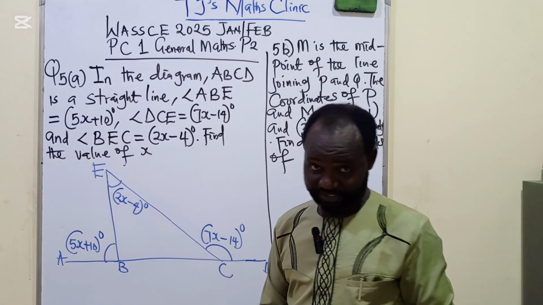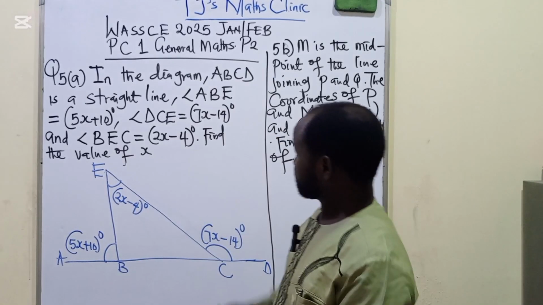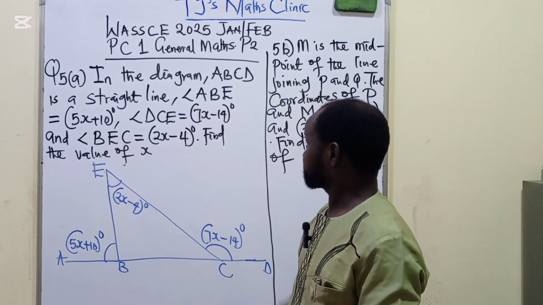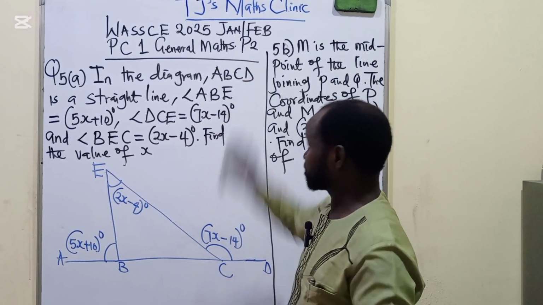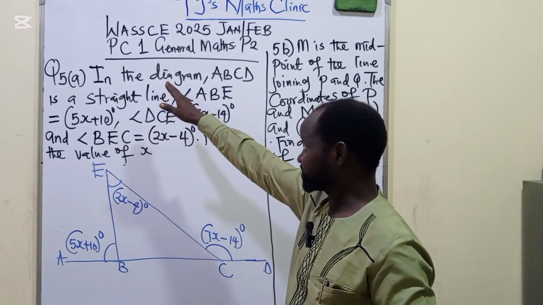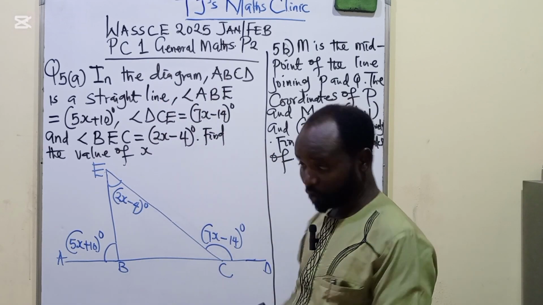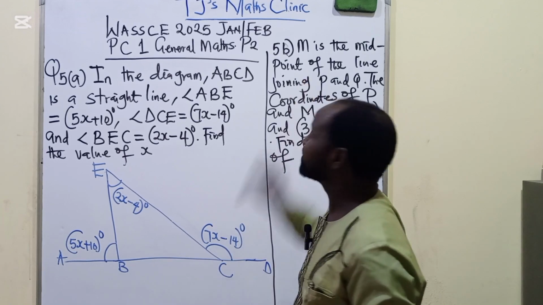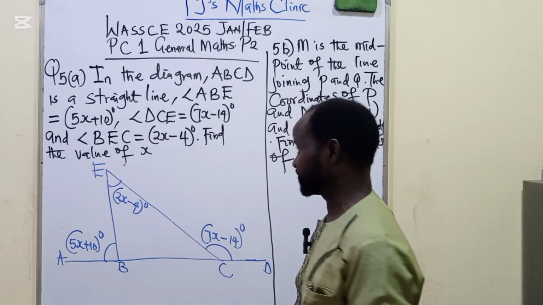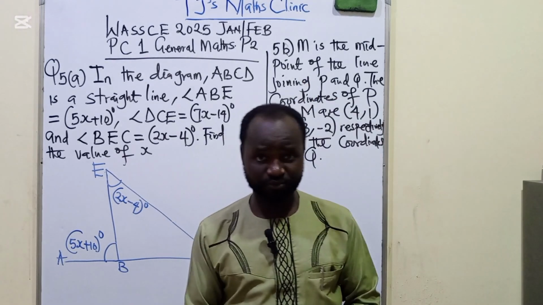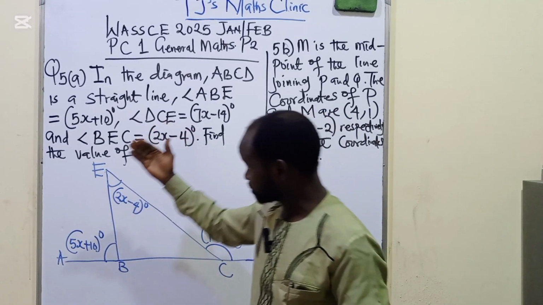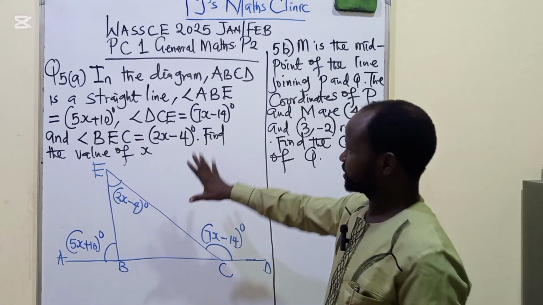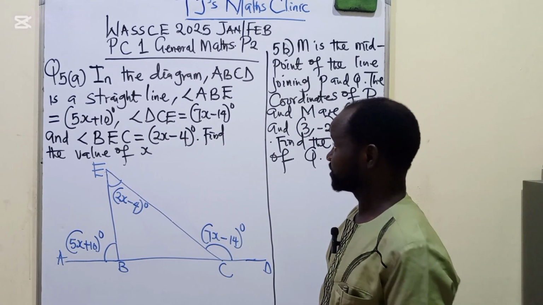In today's presentation, we continue with our solutions to WAEC 2025. This is January-February for private candidate. This is core mathematics, and with us here is question 5A and 5B respectively. In my previous videos, I have solved question 1 to 4. Let's look at these questions together.